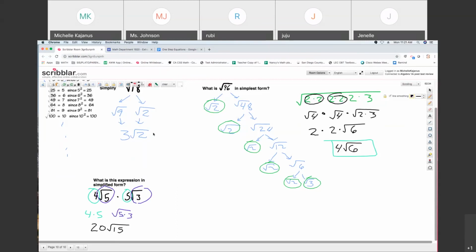Most of your post-test questions from this section of your unit are going to be like this. They're going to give you a radical expression and you're going to break it down and simplify it.